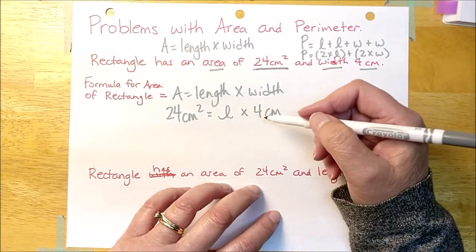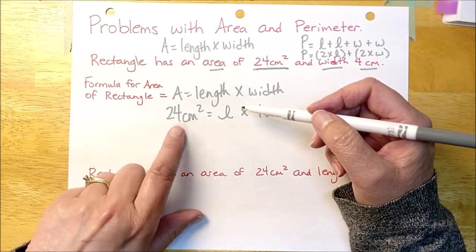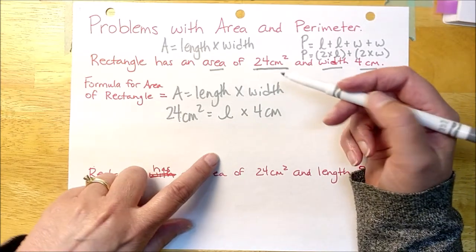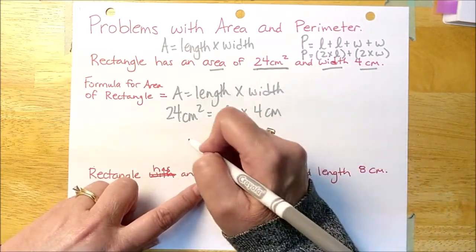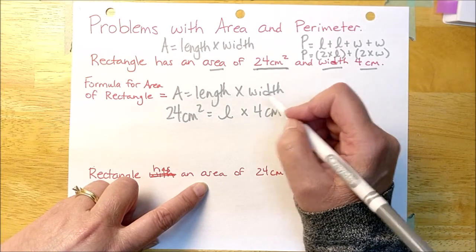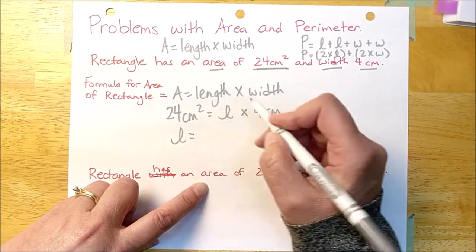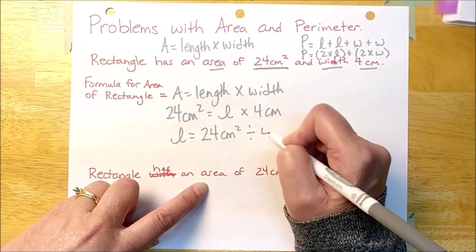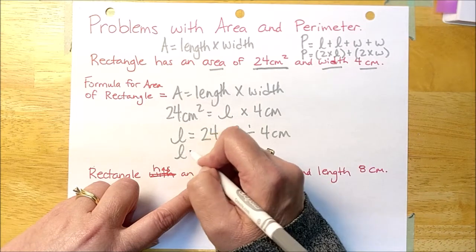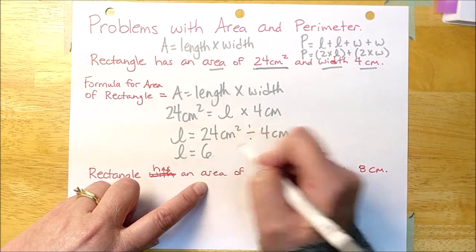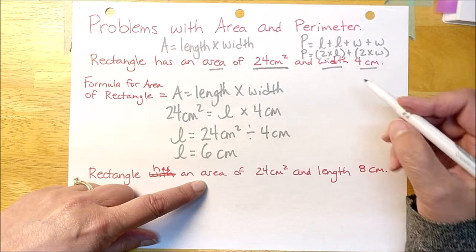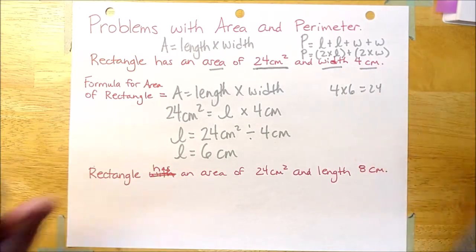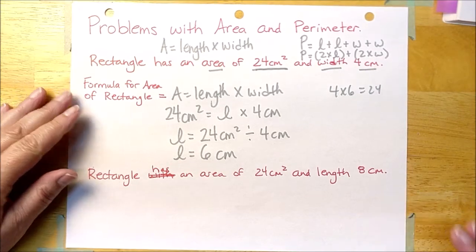So I can look at the question this way and go, what times 4 equals 24? Or I can put this guy all by himself on one side, and in order to do that, I now have to divide. Remember, we learned this in algebra. So length equals 24 centimeters squared divided by 4 centimeters. So length would equal, you're right, 6 centimeters. And does that work? 4 times 6 equals 24. Yep, exactly.